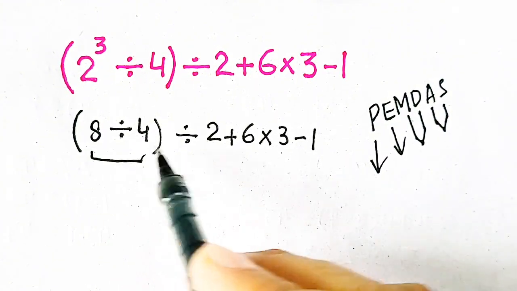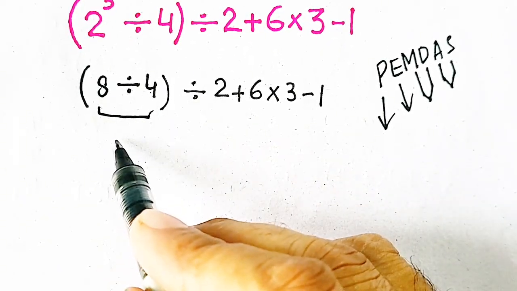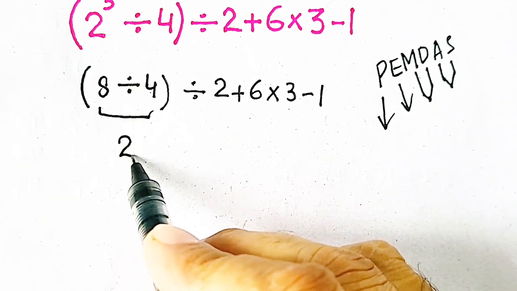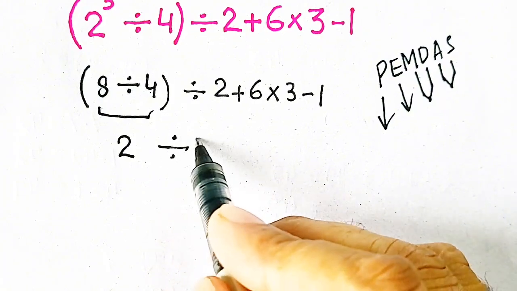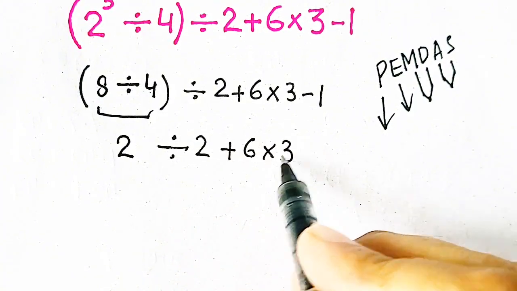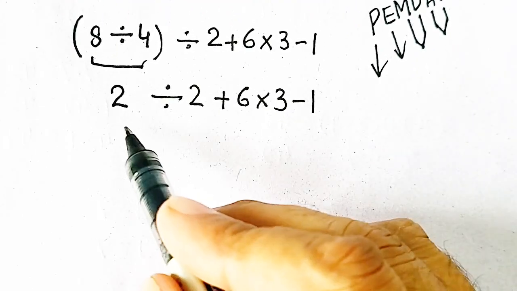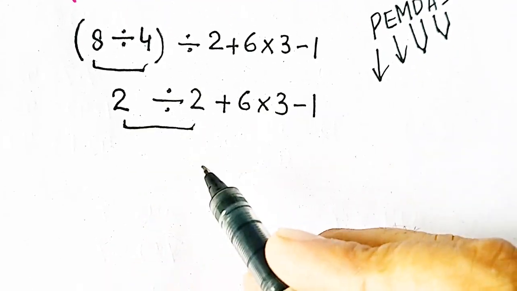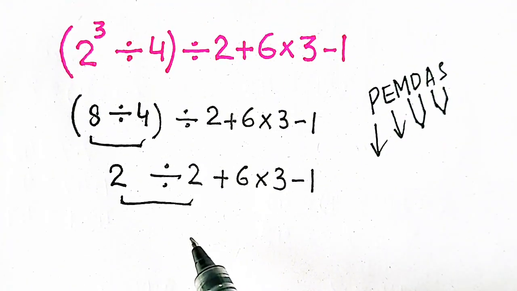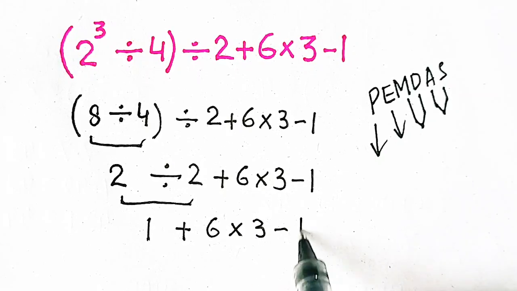Now parentheses, here 8 divided by 4 is equal to 2, divided by 2 plus 6 times 3 minus 1. Here 2 divided by 2, we will get 1 plus 6 times 3 minus 1.